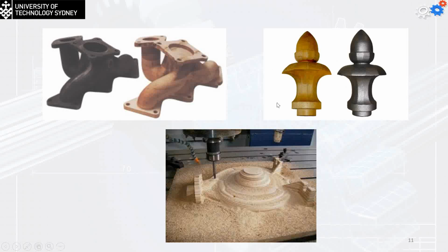Now this is one of the other examples. We can make the pattern made of wood, and we can get the casted part. This is one of the processes to make the pattern for the centrifugal pump casing.